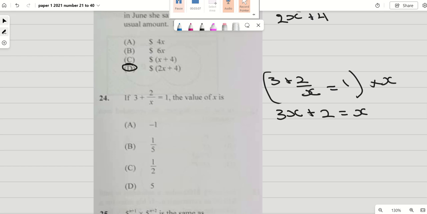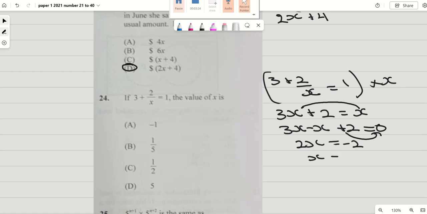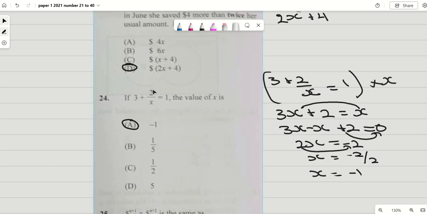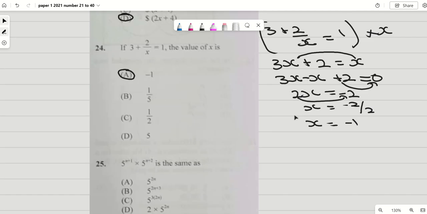Now we want to make x the subject, so you carry across this x here. So you get 3x minus x plus 2 is equal to 0. So 2x is equal to, carry across positive 2 over the equal sign, that turns to negative 2. So x is equal to negative 2 divided by 2. If you carry across multiply by 2, it turns to divide by 2. So x is equal to negative 1. So A is your answer. Or you can always just put it in the answer. So 3 plus 2 over negative 1. 2 over negative 1 is actually negative 2. So 3 minus 2 would give you 1, if you wanted to do it that way.